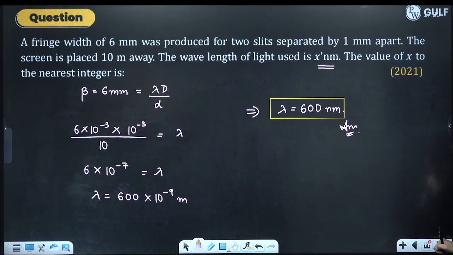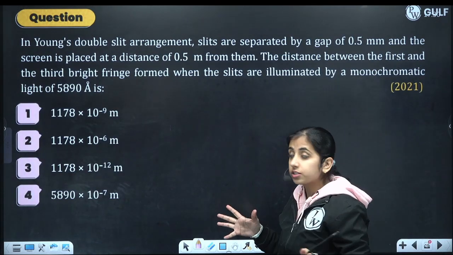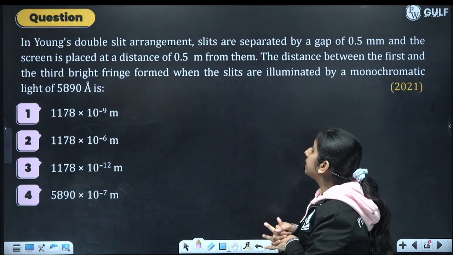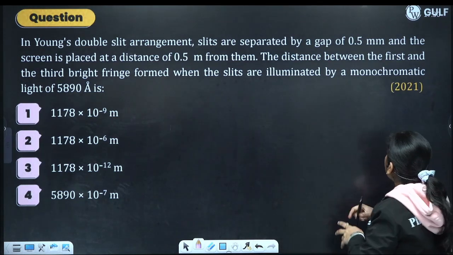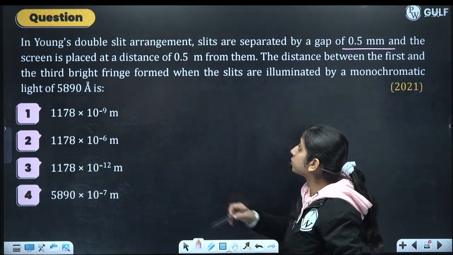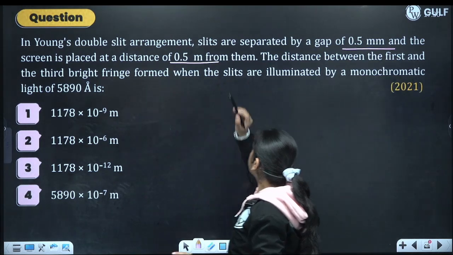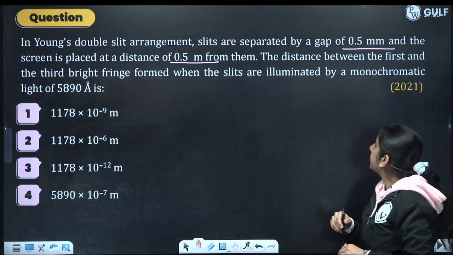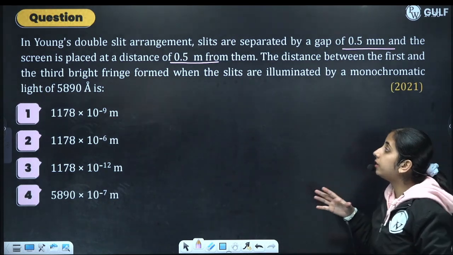Is this clear? See next question. In Young's double slit arrangement, slits are separated by a gap of 0.5 mm and the screen is placed at a distance of 0.5 meter from them. The distance between the first and third bright fringe.